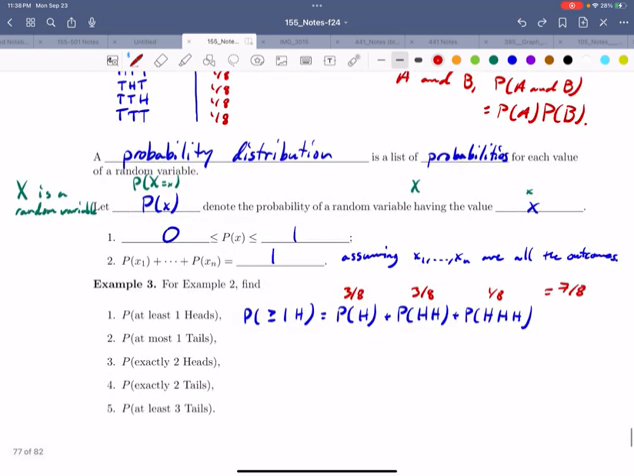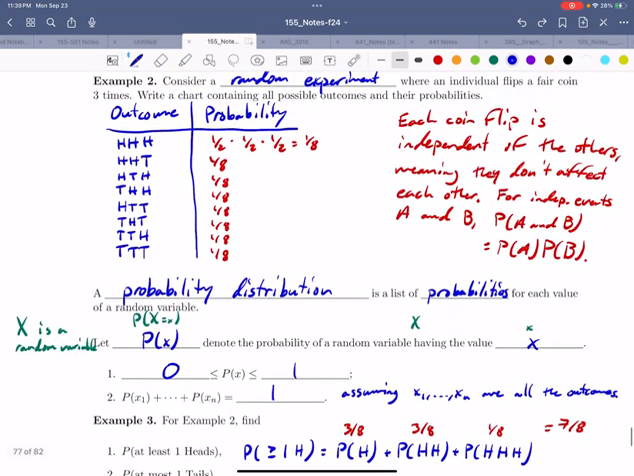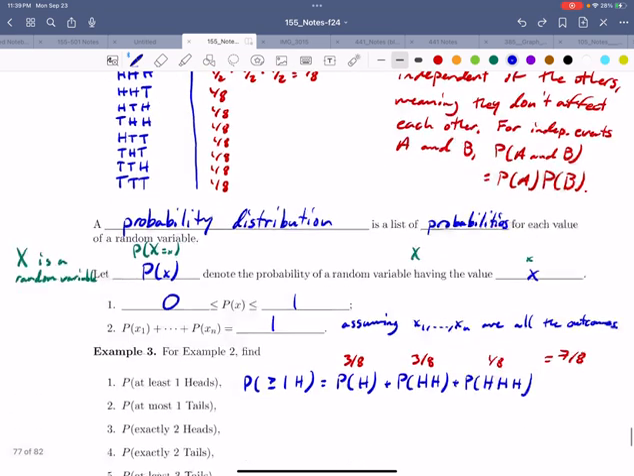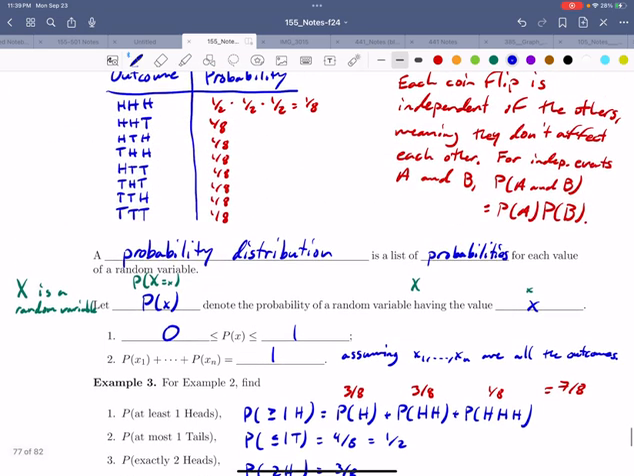Let's try doing that for number 2. Probability at most one tails. Well, how many cases do we have at most one tails? I think it's just these guys. So we say probability at most one tails equals 4 out of 8, better known as 1/2. Probability of 2 heads, well, I think we already did that. 3 out of 8. Again, that's these guys.